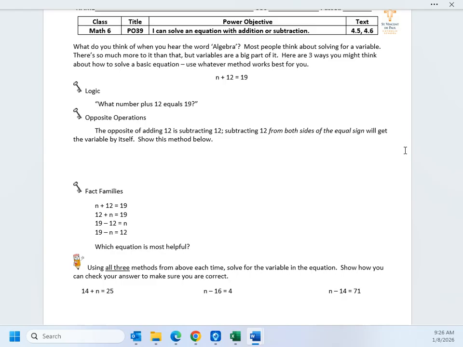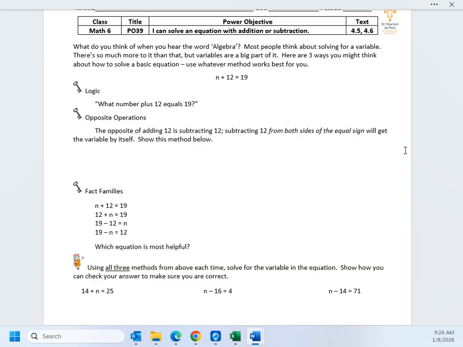So what do you think of when you hear the word algebra? Most people think about solving for a variable. And we were working with putting in those numbers for those variables. There's so much more to it than that, but variables are a big part of it.